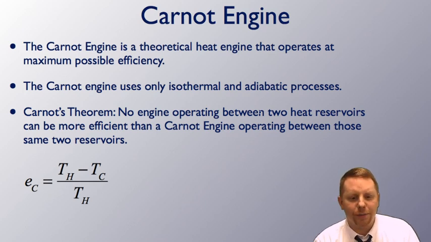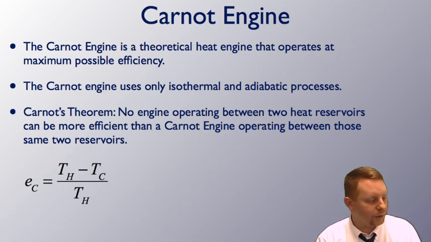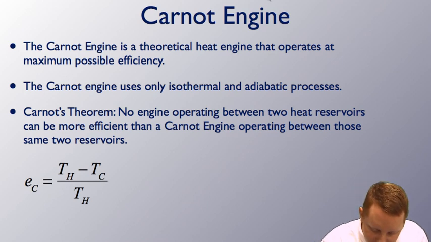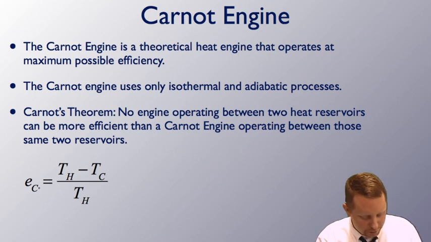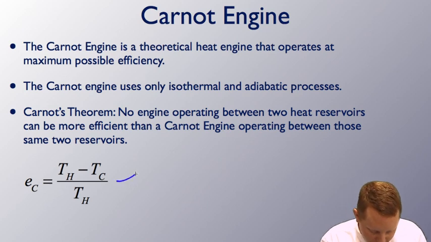In Carnot's theorem, the whole point of these Carnot engines is they're theoretical engines, but you have to know that no engine operating between two heat reservoirs can be more efficient than this theoretical Carnot engine operating between those same two temperature reservoirs. So the Carnot efficiency, the maximum theoretical efficiency you can get, is your hot temperature minus your cold temperature divided by your hot temperature, assuming, of course, that all of your temperatures must be in Kelvin.